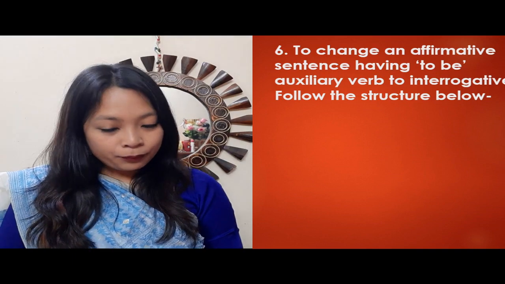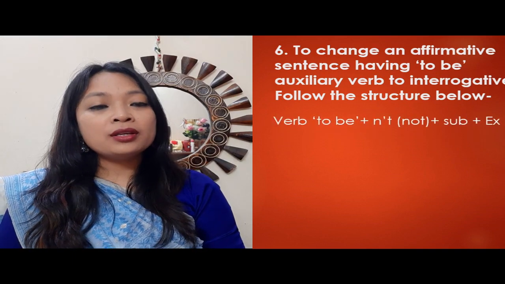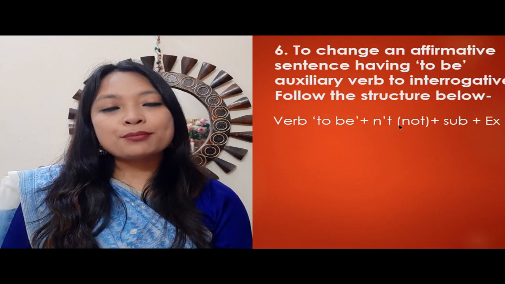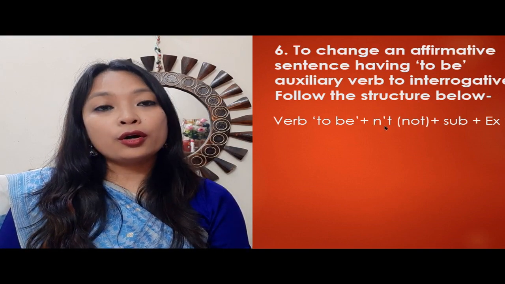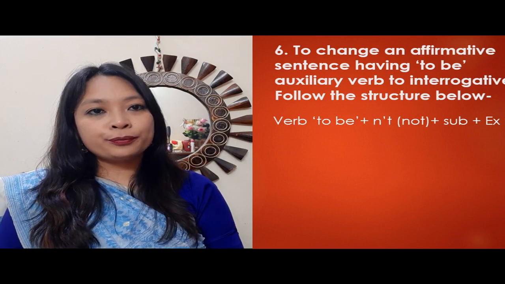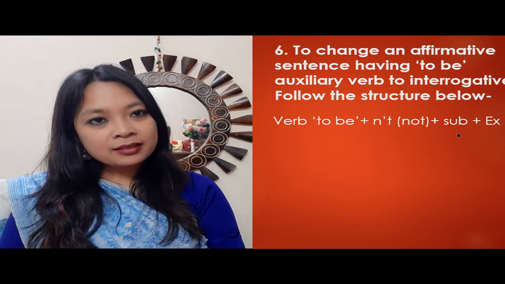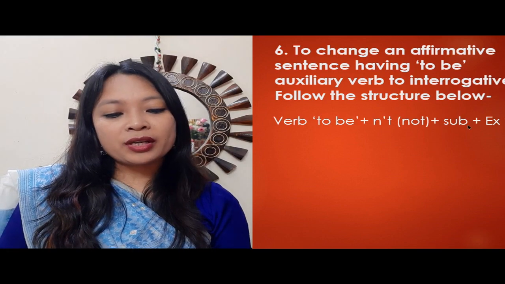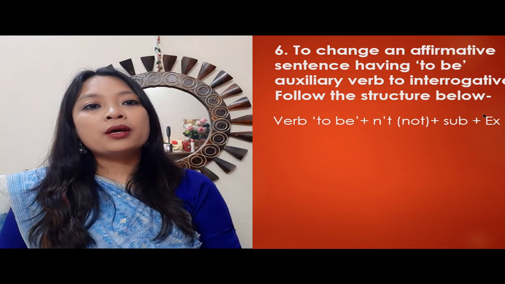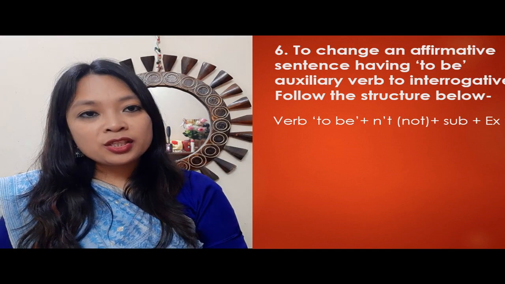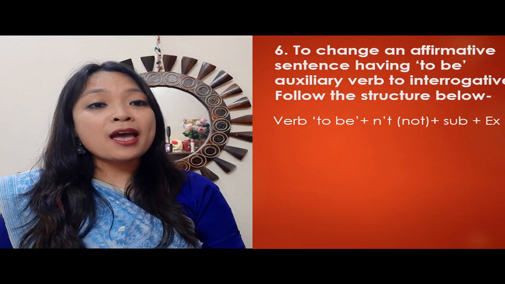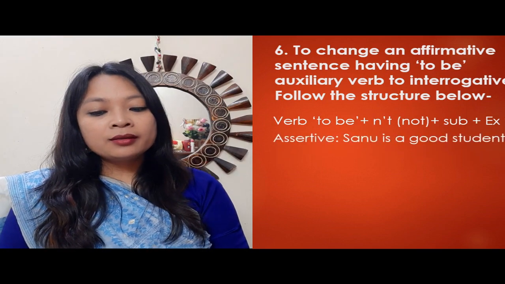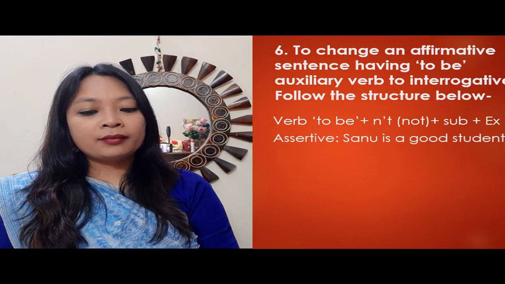Dear boys, firstly, what we need to do is write down the auxiliary verb first, the to be verb first, and after that, we have to write down not or the short form of not. Then we have to write down the subject, and after that, the extension, and then the note of interrogation. Here you can see the structure of writing sentences while changing from affirmative to interrogative, having a to be verb in our affirmative sentence.